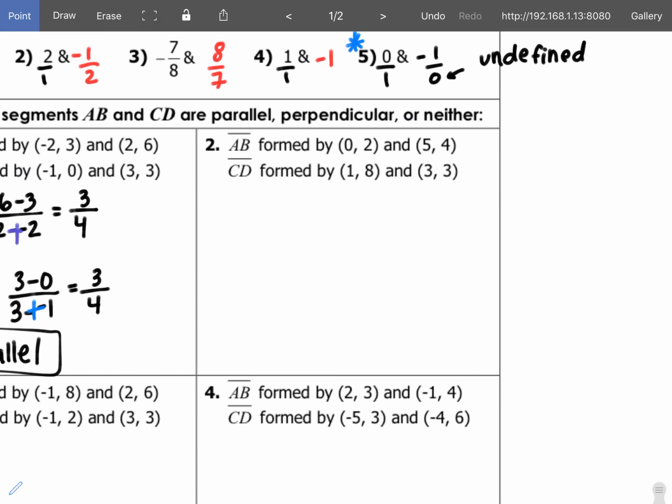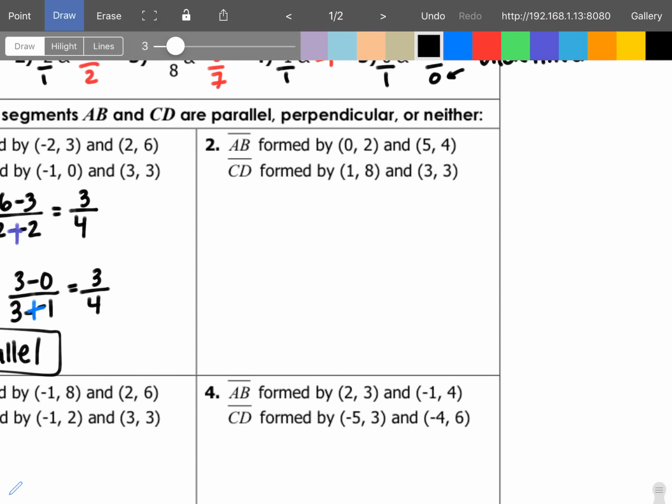All right, let's try number 2. Okay, so let's do it again. We have AB, so let's start with AB. Be very clear of what you're looking for, and make sure your work is neat. So we're doing y2 minus y1, so 4 minus 2, over x2 minus x1, 5 minus 0. So 4 minus 2 is 2, 5 minus 0 is 5. Okay, now let's find the slope for CD.